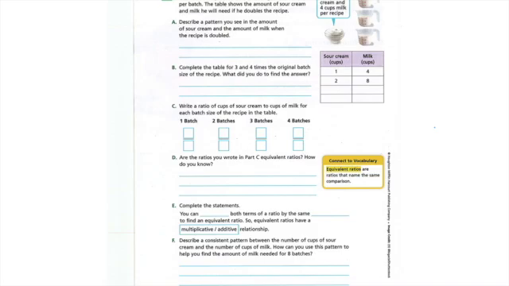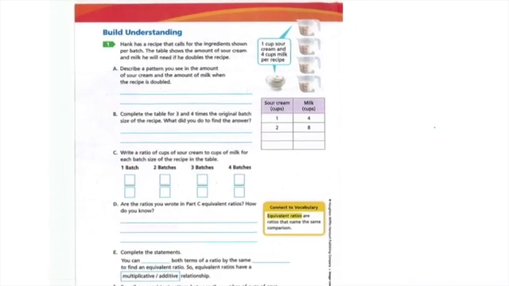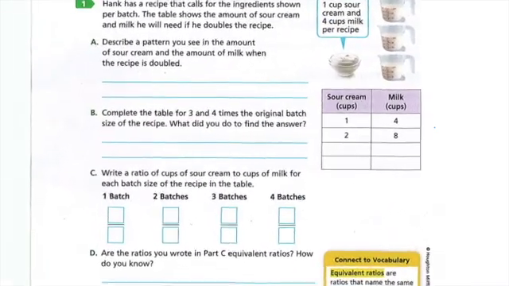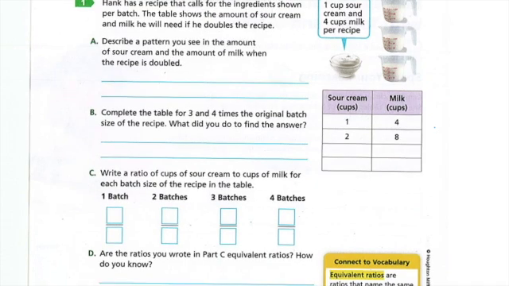All right, Hank has a recipe that calls for ingredients shown, sour cream and milk. The table shows the amount of sour cream and milk he will need if he doubles the recipe. Describe the pattern you see in the amount of sour cream and the amount of milk when it's doubled.